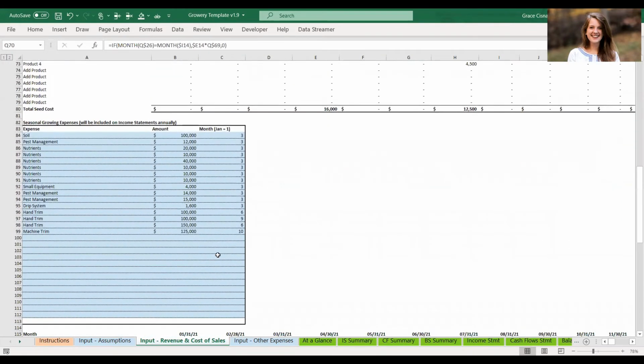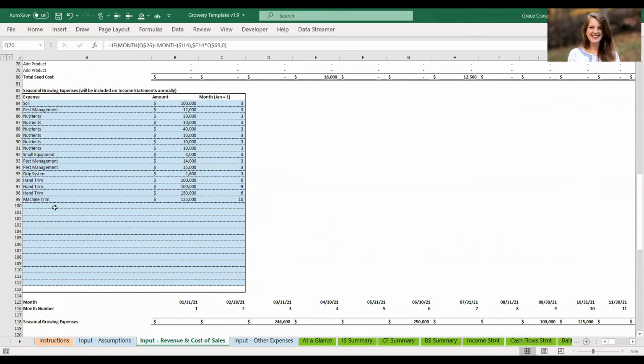All right, the other part of growing costs are our seasonal growing expenses. So we've got some examples here, some suggestions. And what you need to do is enter the type. You have plenty of lines to do that, the amount, so that's the cost. And then the month that that growing expense occurs each year. Note January is 1.